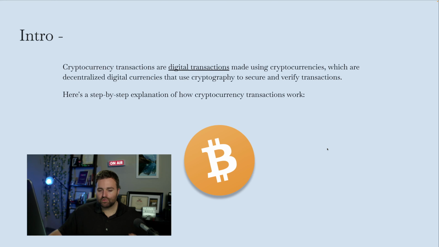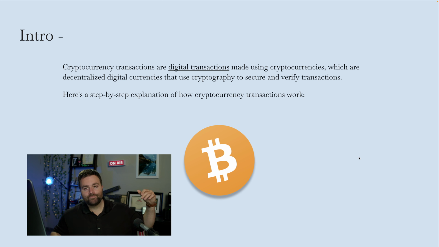How do crypto transactions work? So intro: cryptocurrency transactions are digital transactions made using cryptocurrencies, which are decentralized digital currencies that use cryptography to secure and verify transactions. So for those of you that do know, cryptocurrencies are digital assets that are verified and maintained on a blockchain. And Bitcoin's the easiest example for this.